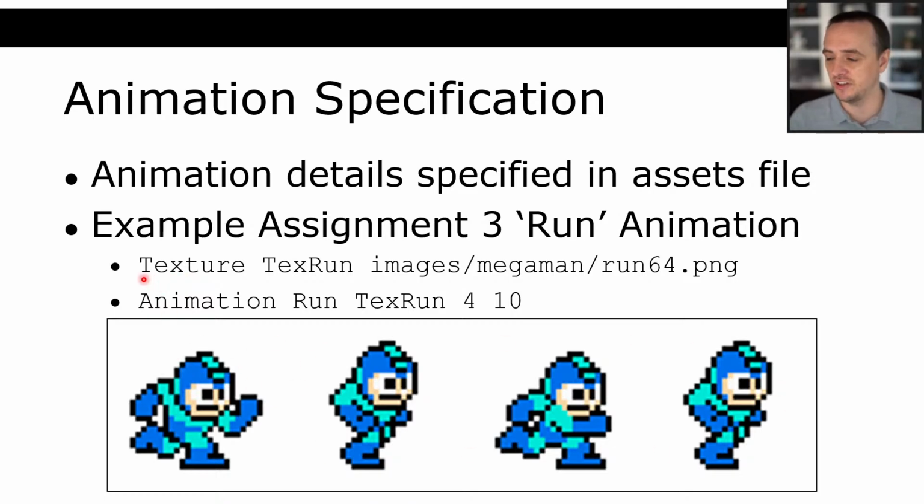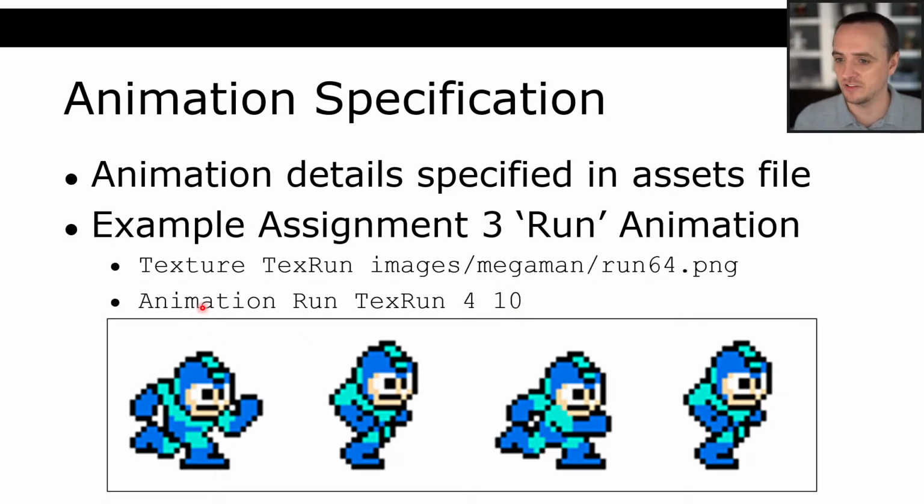That texture is going to have all of the frames of animation in it. So for example, this is exactly what assignment 3 is going to look like in the config file. It's going to specify texture: here's the name of the texture, and here's where that texture is stored. Then at some point following that, we want to specify the animation. This animation is given the name run. Here is the texture that this animation is going to use. It's going to have 4 frames of animation, and the speed is 10.